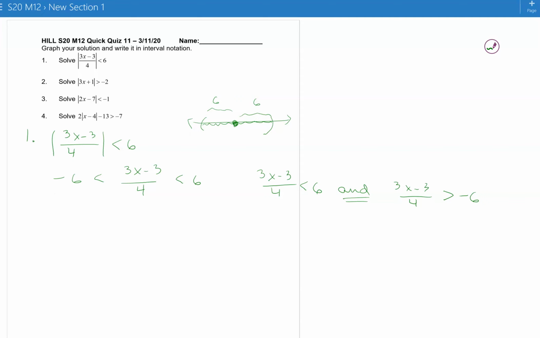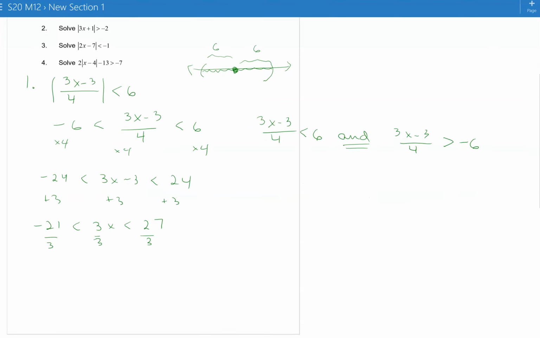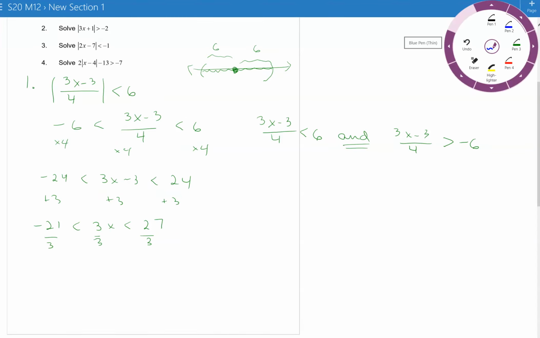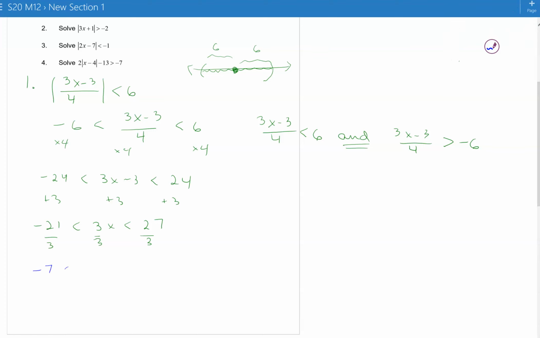So let's multiply by 4, 4, and 4. So negative 24 is smaller than 3x minus 3, which is smaller than 24. Add 3, add 3, add 3, get negative 21 is less than 3x, which is less than 27. Then divide by 3, divide by 3, divide by 3. So you're going to get negative 7 is less than x is less than 9.